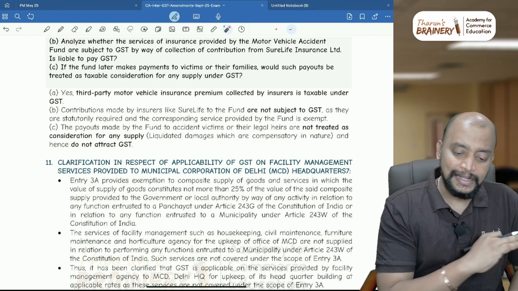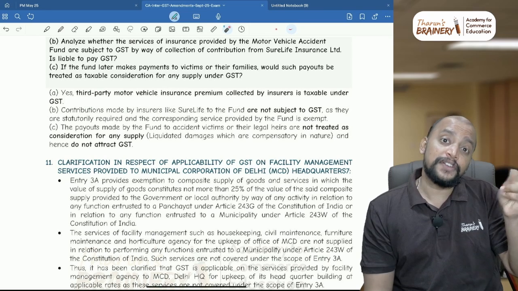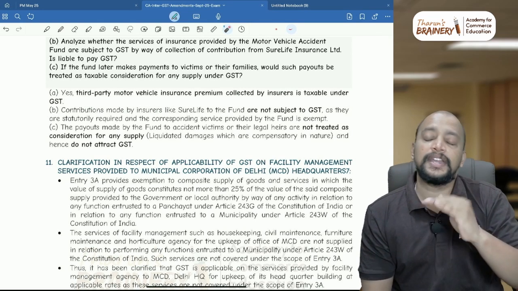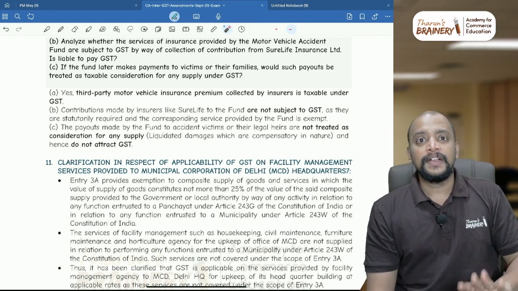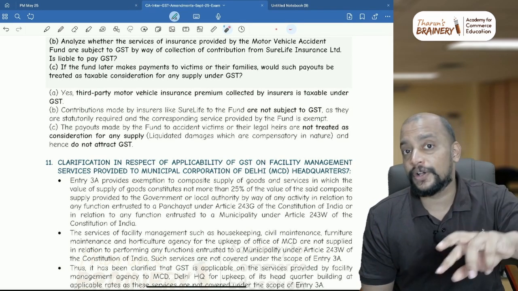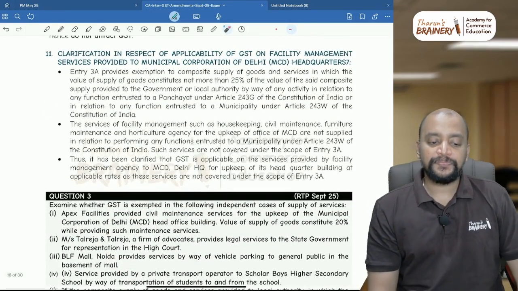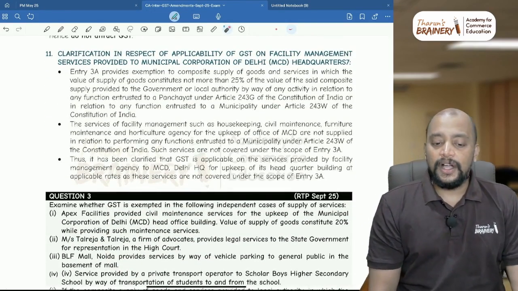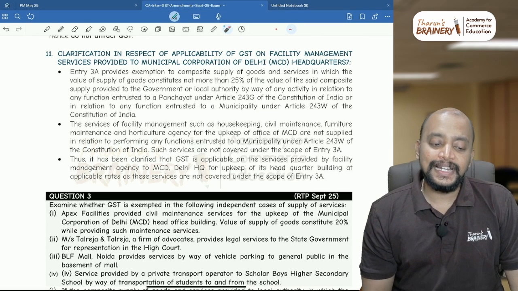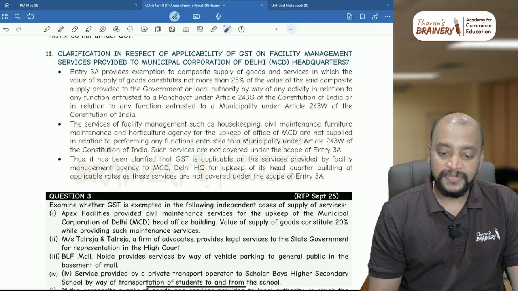Okay. Then next, so like that they can connect that circular on liquidated damages to this point. Okay, see nowadays questions and all are like this, wherein from one aspect only you cannot see, even the other points also can be connected here. Now we are moving on to the next one, applicability of GST on facility management services provided to Municipal Corporation of Delhi.